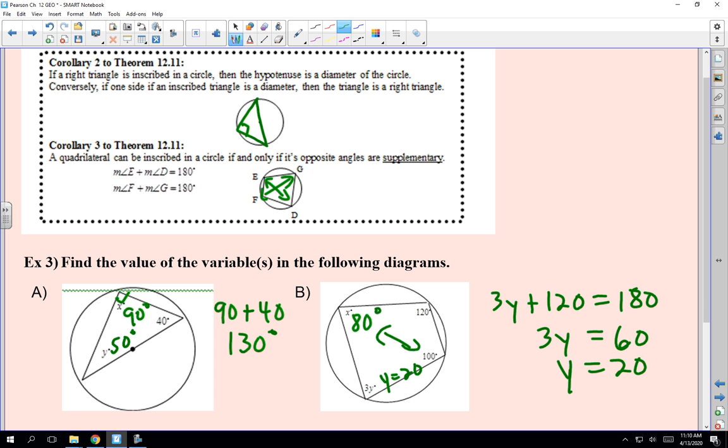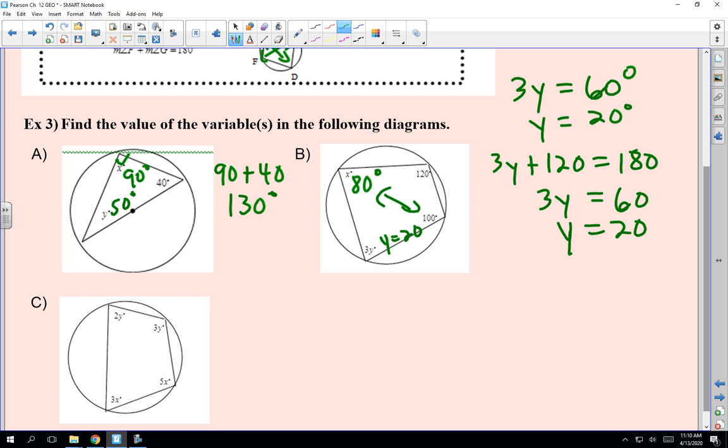And that angle would then be, of course, 60 degrees. You could have said it that way. You could have said 3y equals 60 degrees and then divided each side by 3 to get the 20 degrees. That would have worked as well. But the opposite angles of that quadrilateral must add up to 180 degrees.